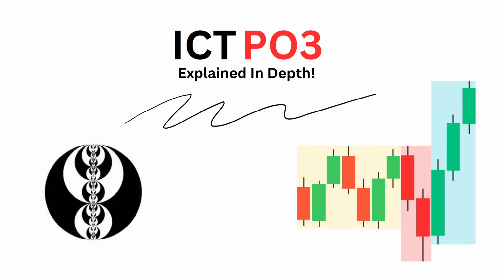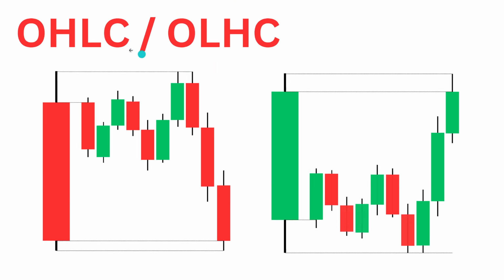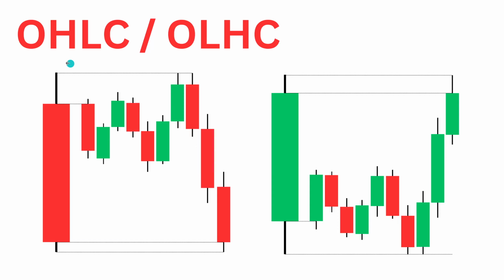Hey, in this video, I'm going to talk all about the ICT Power of 3 concept, and we're going to explain in detail the smaller fundamentals within it that create higher probability scenarios. So for our first slide, we're just going to showcase what an open, high, low, and close looks like.